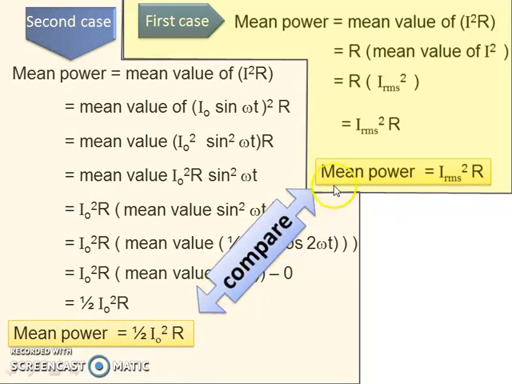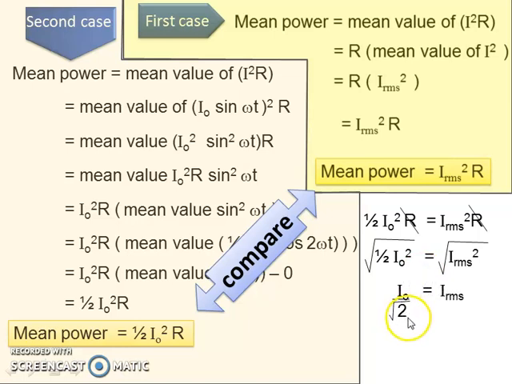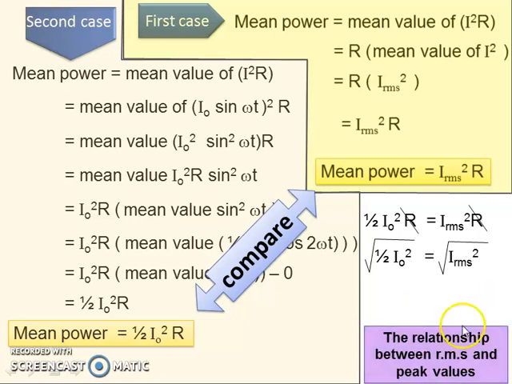Now compare these two equations, so equate them and cancel out R. So we have half I naught squared equals IRMS squared. Square root both sides and we get I naught over square root of 2 equals IRMS. So just rearranging this, IRMS equals I naught over root 2. This is the relationship between RMS and peak values for current.